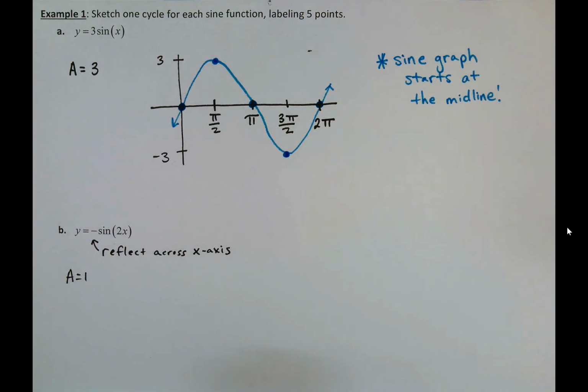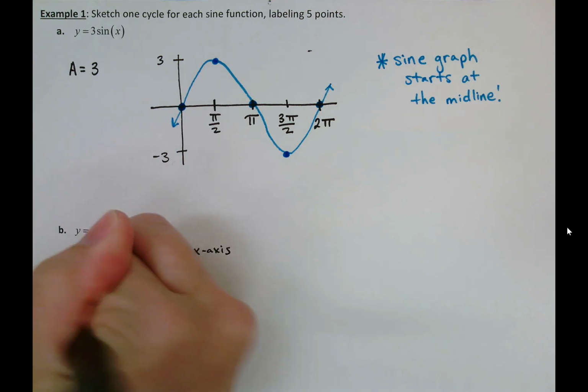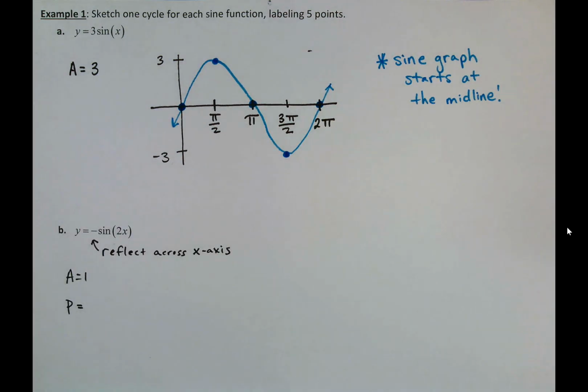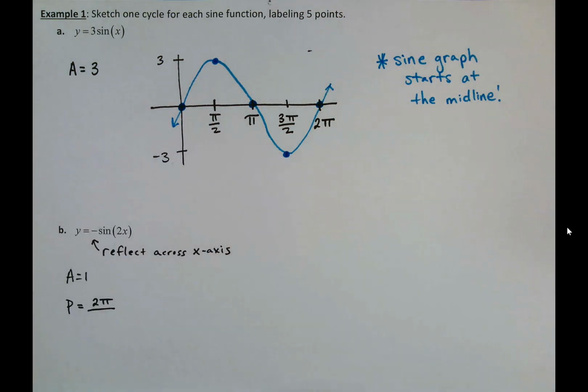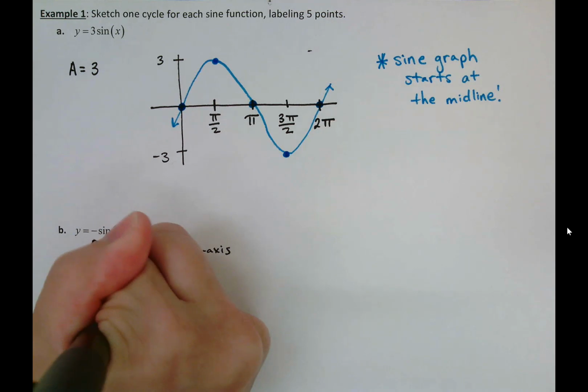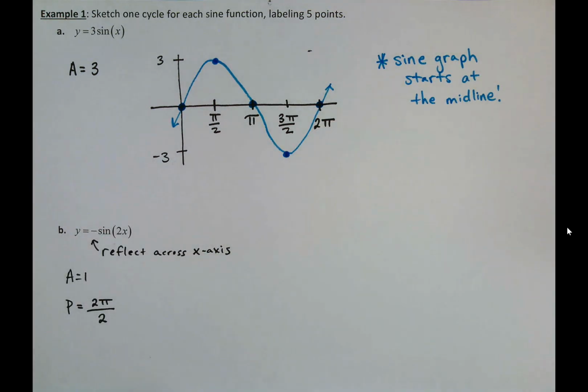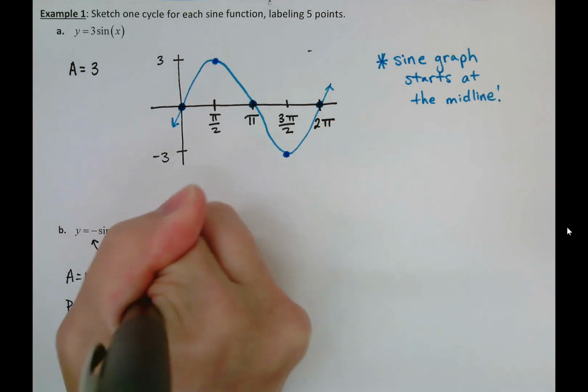So we're going to be reflecting across the x-axis, and then we have this 2, which is now inside the argument, inside the parentheses. So that is affecting the period. That's affecting the horizontal stretch or compression. So for my period, I'm just going to use P for period. My period is going to be 2 pi, and then we're affecting that by a factor of 2. So it's 2 pi divided by that 2. And so then we get a new period of pi.